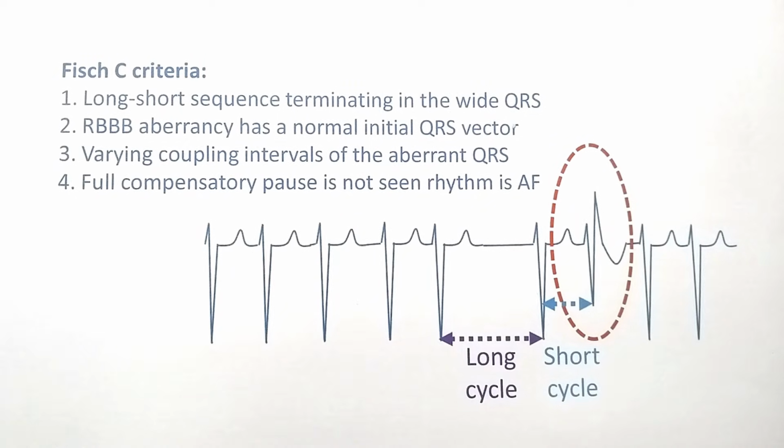Then another aspect is that in supraventricular ectopy, that fully compensatory pause is not seen. That is also for a similar reason. Here also the rhythm is atrial. So that's how Fisch criteria helps in the diagnosis of Ashman phenomenon.